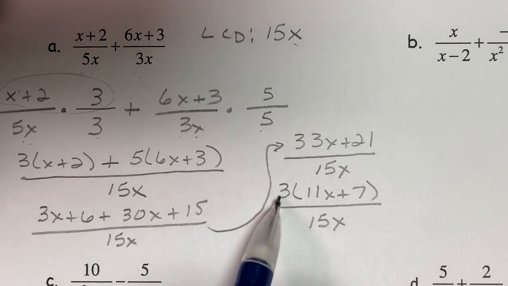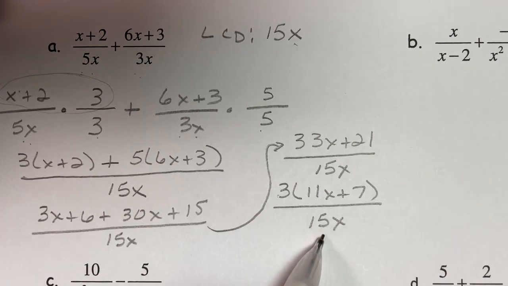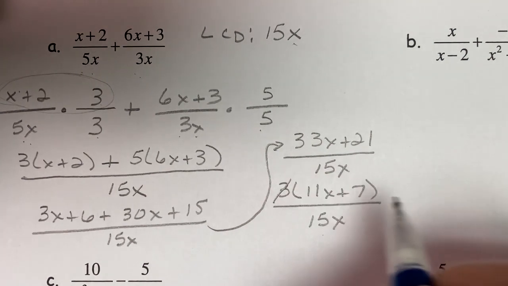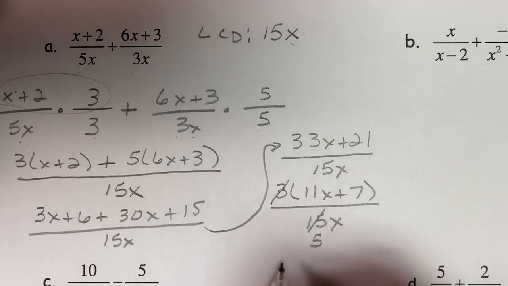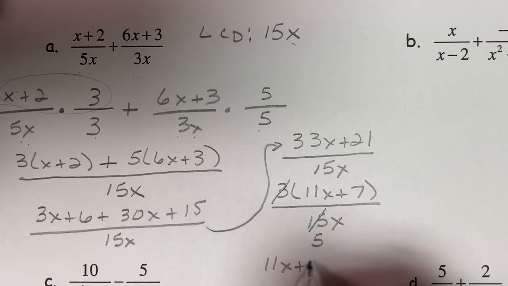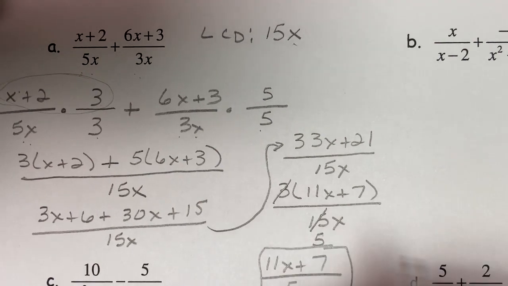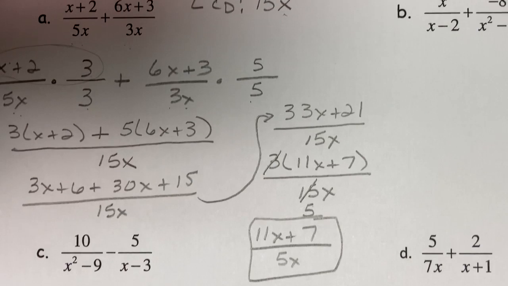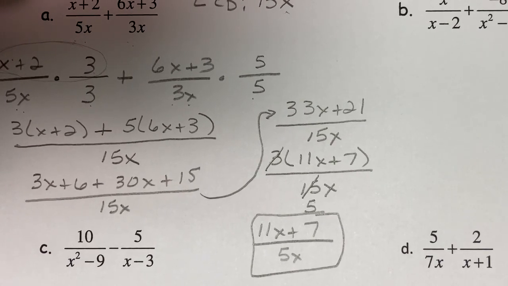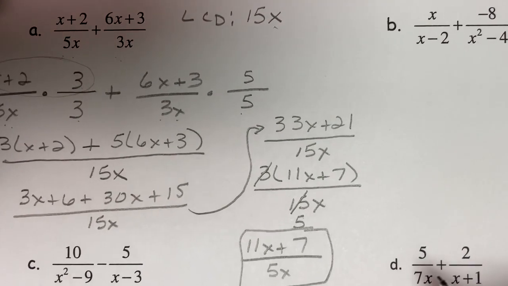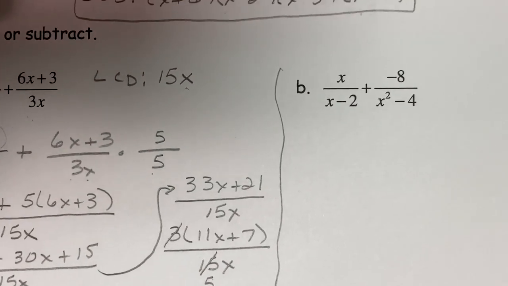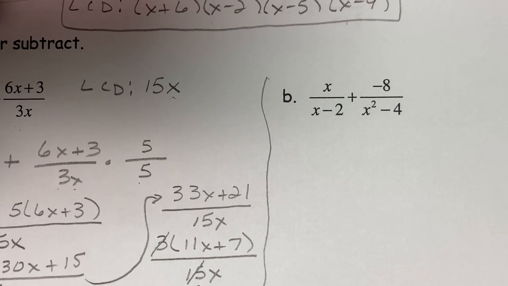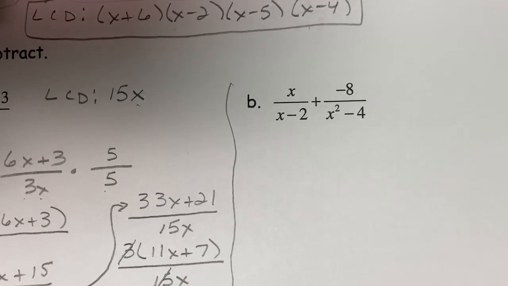Do you see now I can cancel this 3 into this 15. So this 3 disappears. And I'm going to be left with a 5 downstairs here. So I'm going to have 11x plus 7 all over 5x for my answer for 2A. It's a lot of work. It's even more work trying to figure out if it reduces, but you've got to go ahead and do that. Okay, so that's the process you want to use.